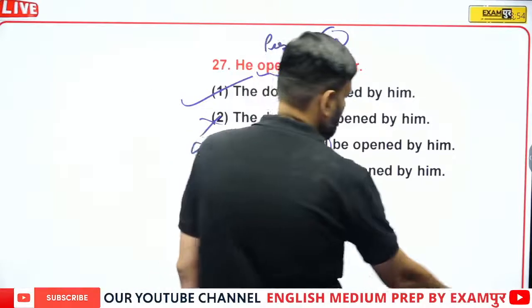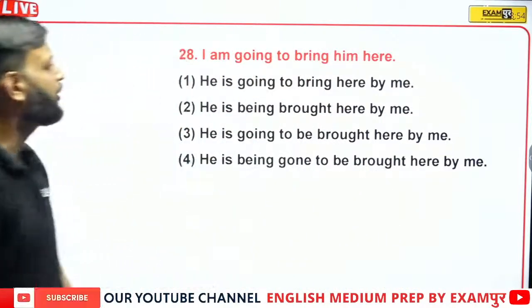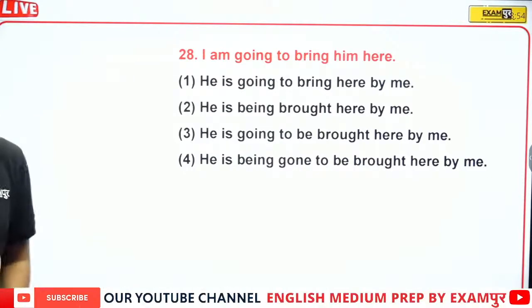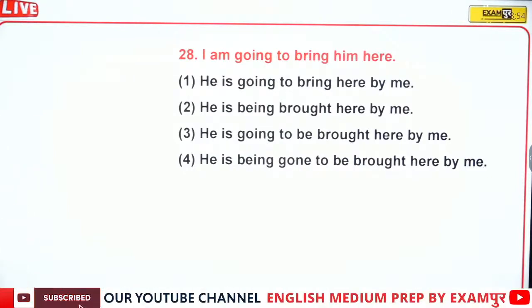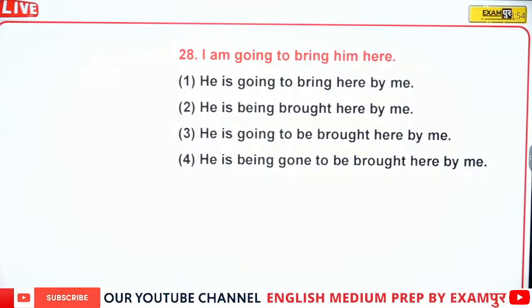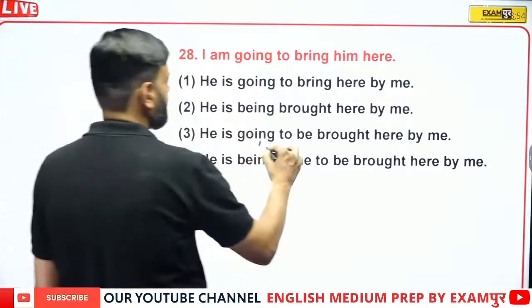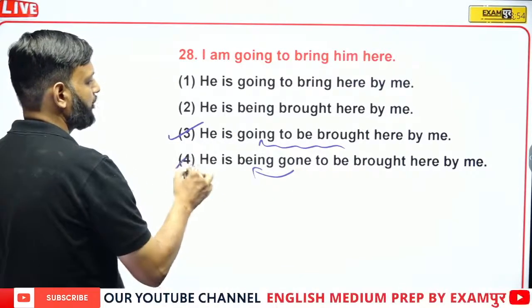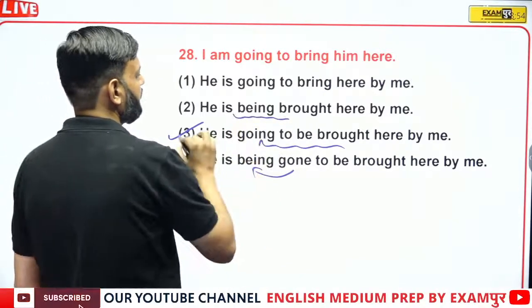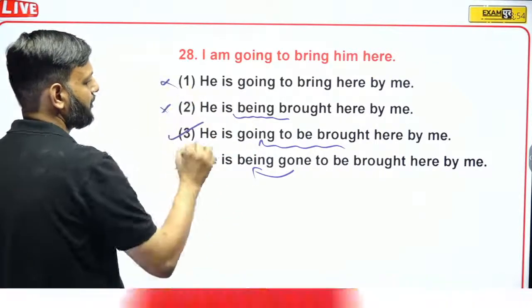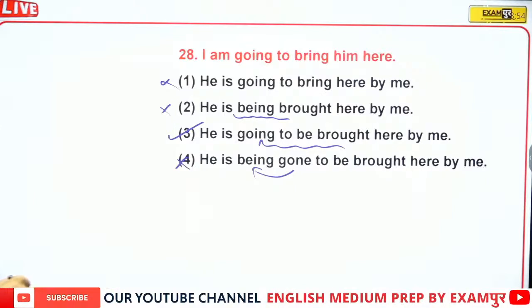Okay. Now 28. I am going to bring him here. Question number 28. So he is going to be brought is the right answer. Okay. Being gone is not there. Is being brought. Going is missing, and here being is missing. Okay.